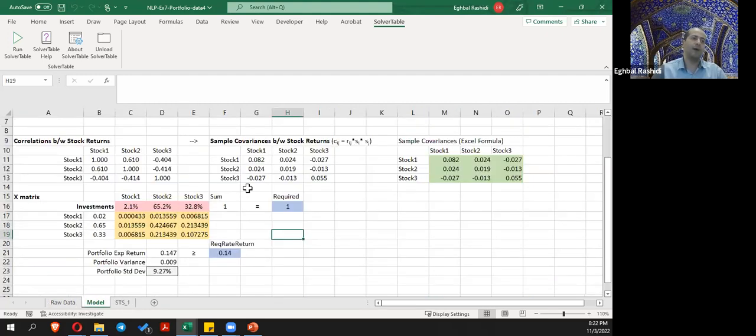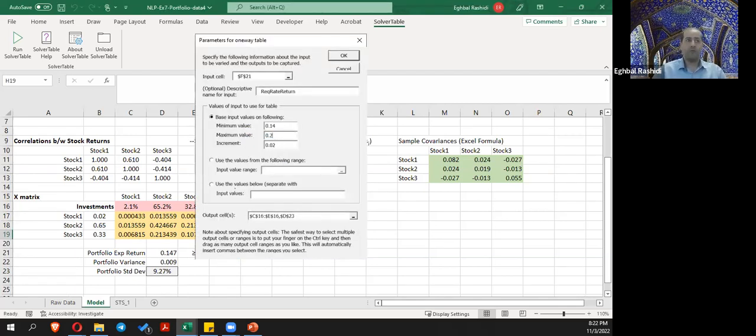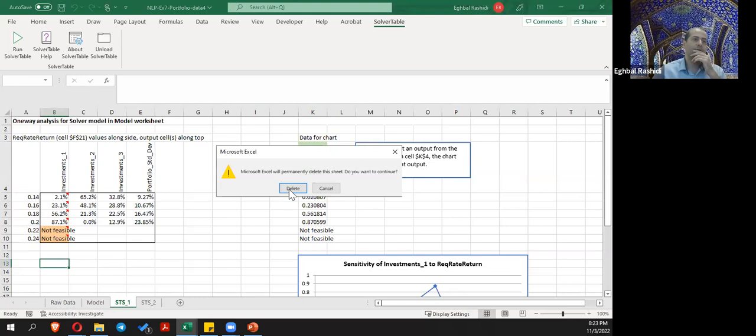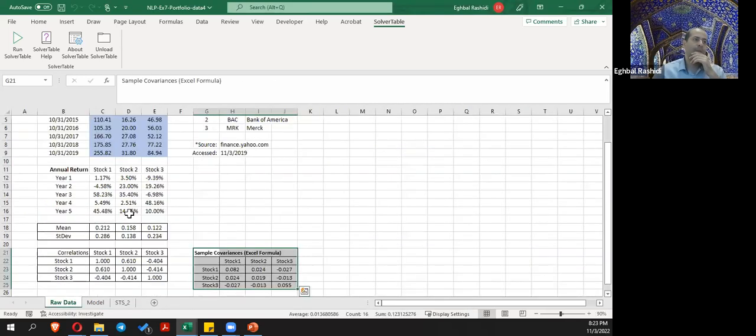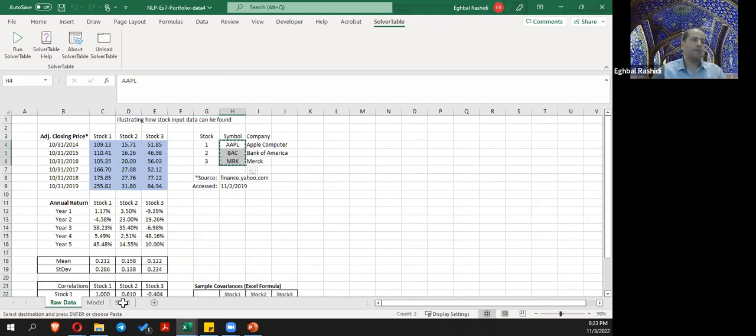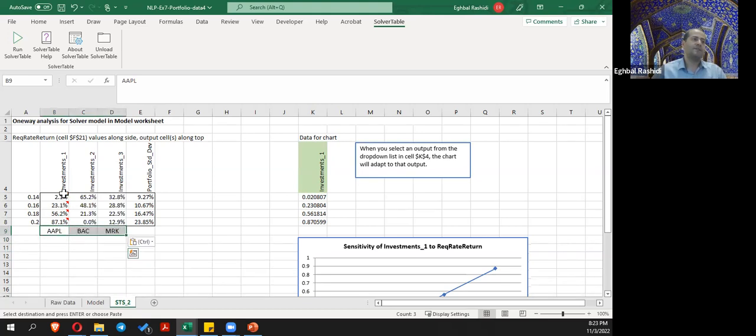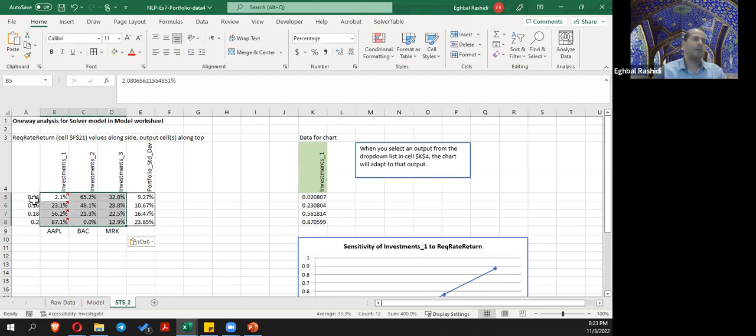So I'm going to go back to here and do another analysis. So I'm going to go to 20% only. I'm going to delete this. Okay, so this is the investment on Apple, this is the investment on Bank of America and Merck. And this is the rate of return, the expected minimum rate of return.